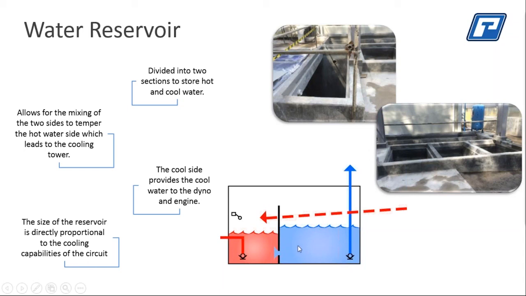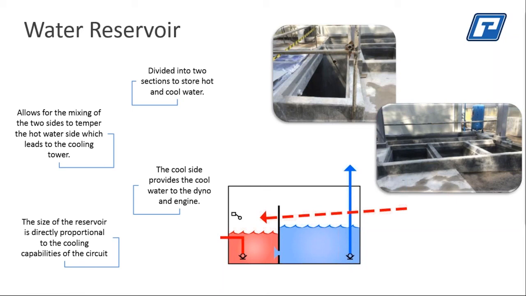In essence, what's happening is you can see there's a small opening at the bottom of the wall that separates the hot side from the cold side. And what that's doing is allowing the hot water to be tempered. It's coming out of the engine dyno at about 160 plus degrees Fahrenheit. We don't want that water that hot to go into the cooling tower, so through the use of this small opening at the bottom, we can temper the water to a lower temperature, which is typically in the 120 degree F range. I think we've gone through everything on this page.